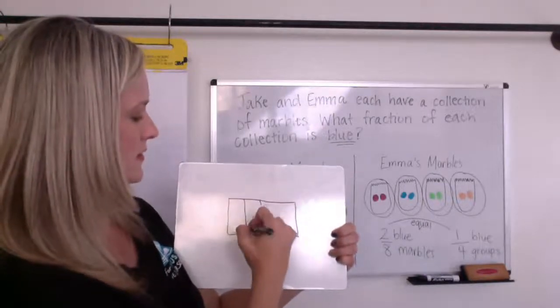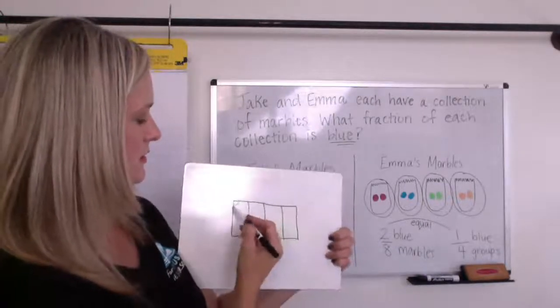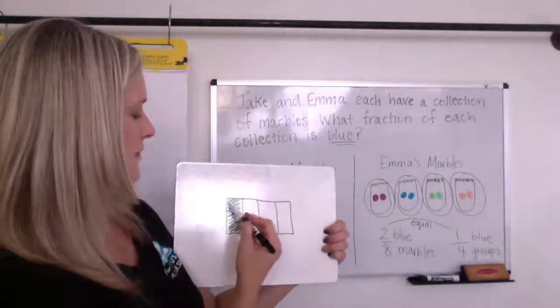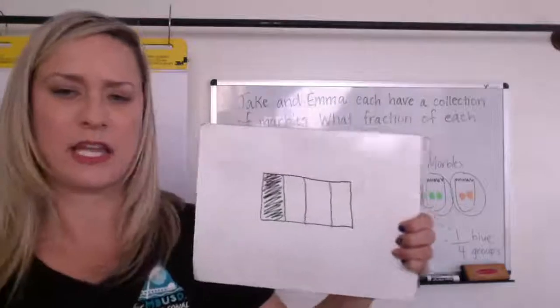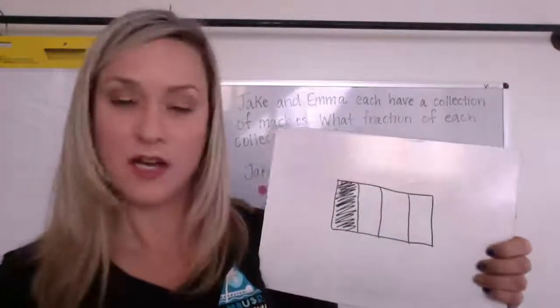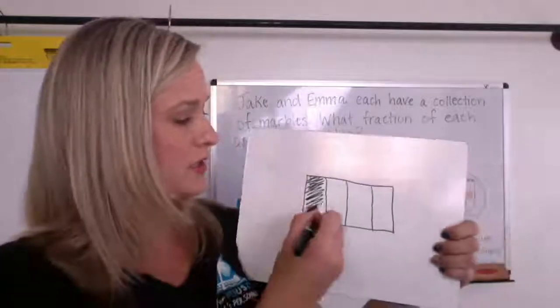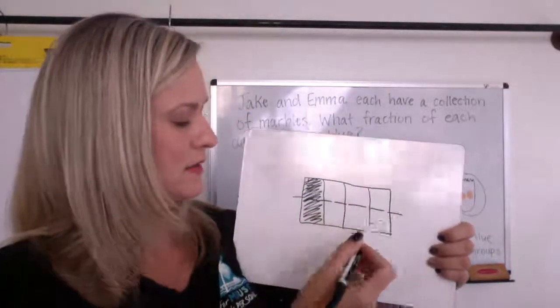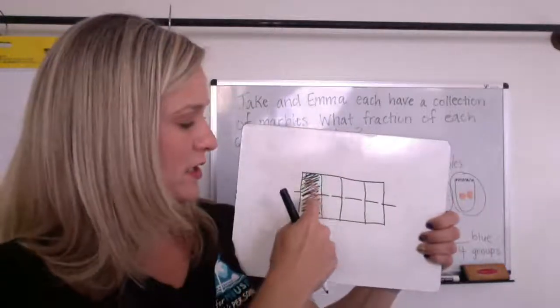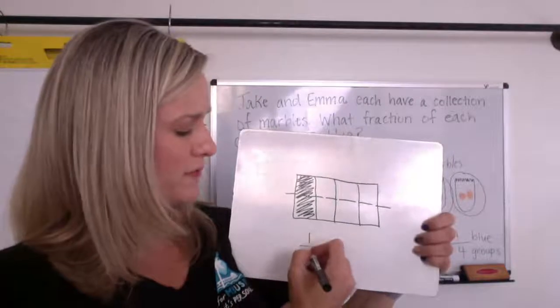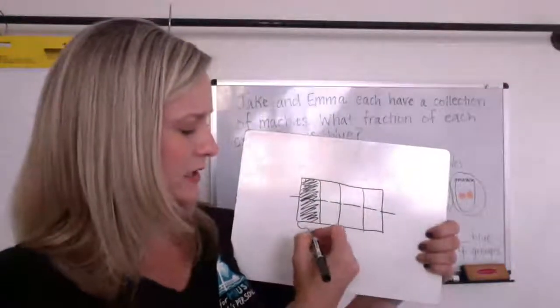So here's 1/4. Now, how can I break this into 8 pieces without changing my shading? I could do a little dashed line all the way across. Now I have 8 pieces. Let's check. 1, 2, 3, 4, 5, 6, 7, 8. So it was 1/4, right? That one little piece was 1/4.